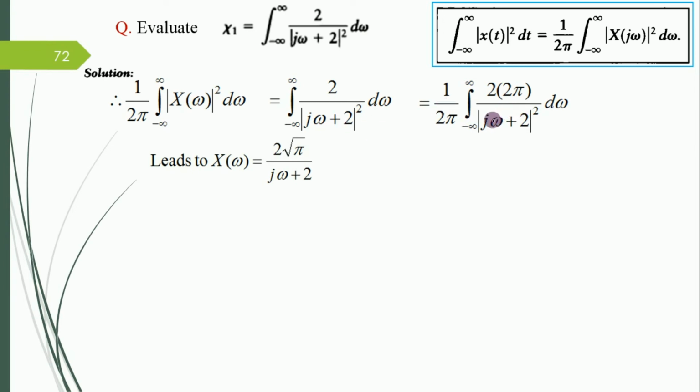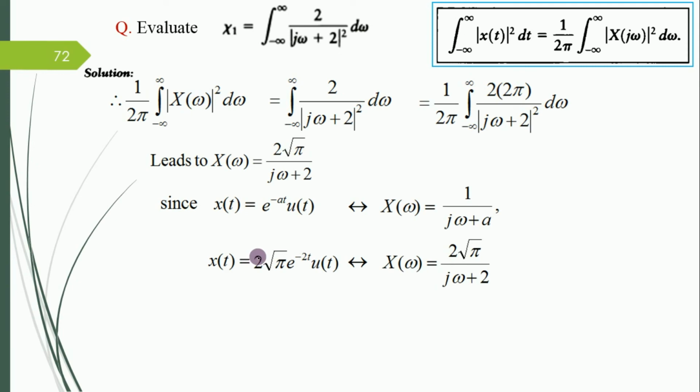It leads to, actually the formula says that it is square. It means X(j omega) will be the square root of this. If I take its square root, 2 into 2 is 4, square root of 4 is 2. Square root of pi is square root of pi. Square root of this component is square, and the square root cancels, j omega plus 2. This is nothing but X(j omega). This is a constant. We know what its x(t) is: e raised to minus, in place of a I'm having 2t, into u(t). So using this relation I can simply write x(t) is 2 into root pi, e raised to minus 2t u(t).